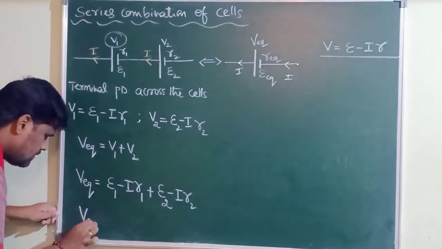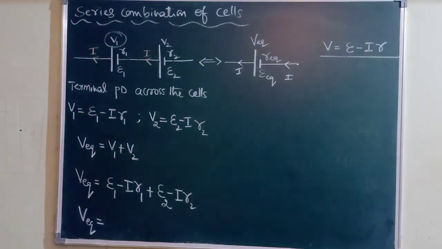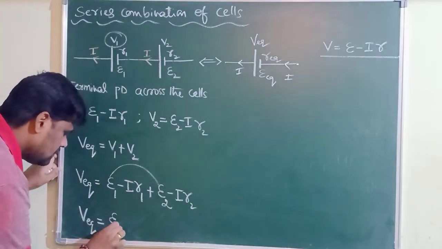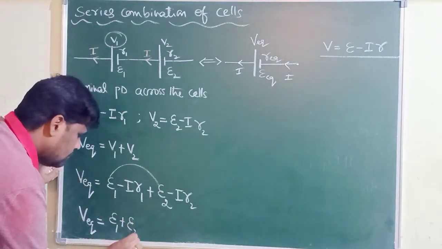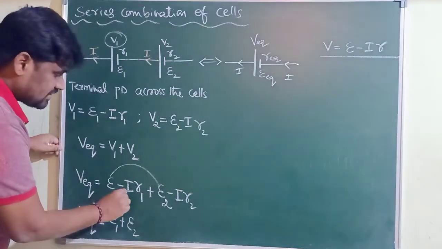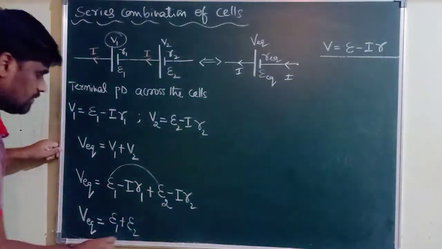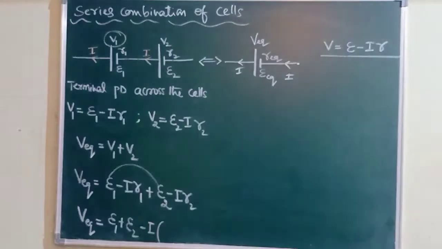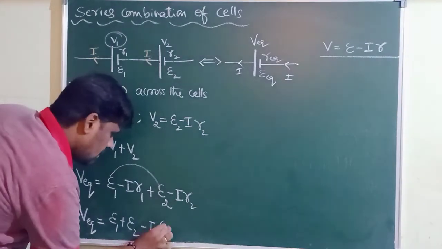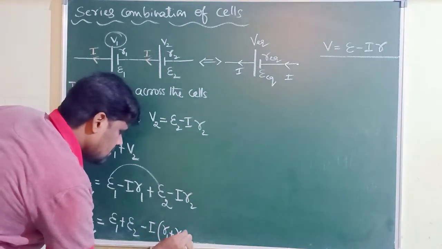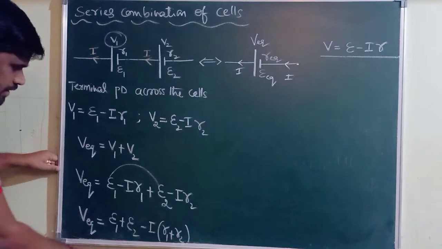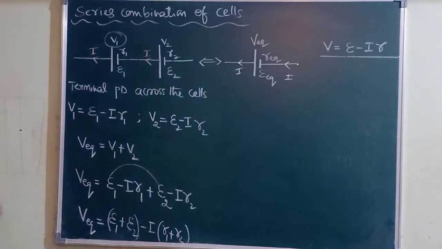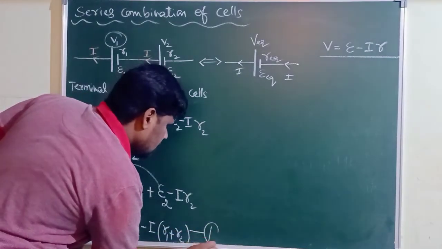Next step. V equivalent equals, first I will write the EMF terms: E1 plus E2. Here I have minus IR1 minus IR2. I will take minus I common. If I take minus I common, what can I write? R1 plus R2. So V equivalent equals E1 plus E2 minus I into R1 plus R2. I will call this equation number 1.